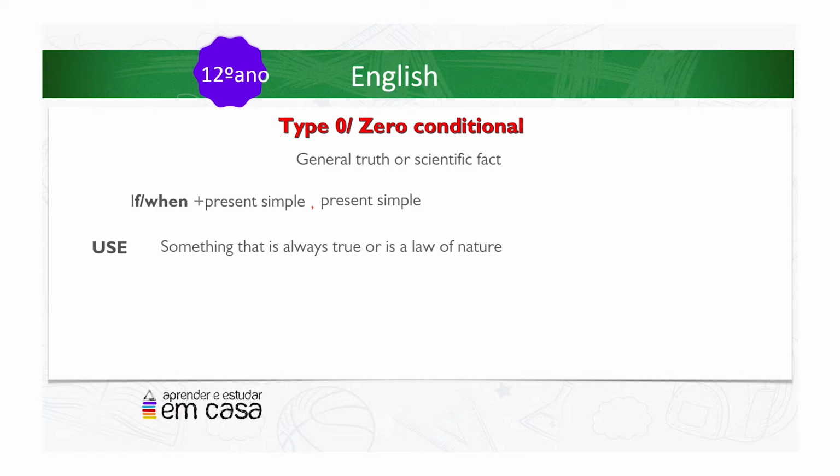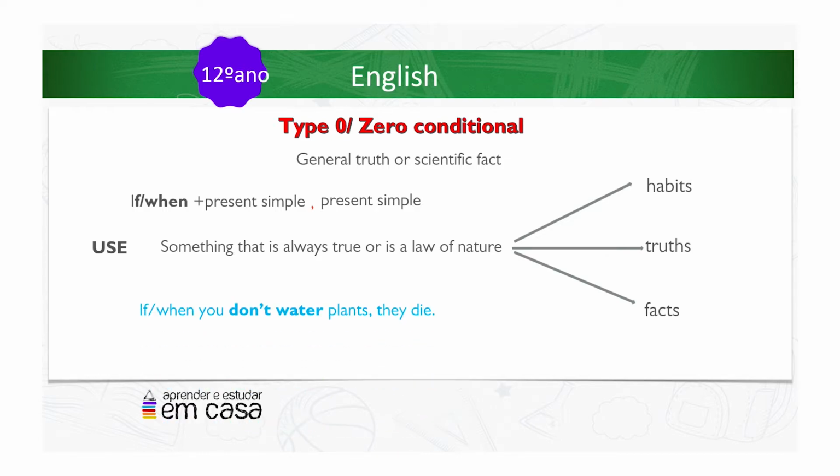We use zero conditional. So it can be for habits, it can be for truth, or it can be for facts. So it's always true with zero conditional. Even if we say if, we also can say when, because the results are going to be always the same.